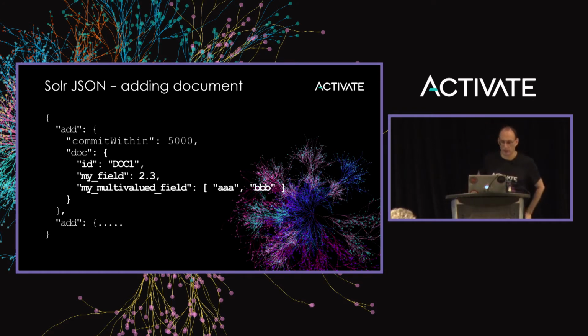So what does a Solr JSON document look like? Okay, well, that's what it looks like, right? So you have the additional structure because you have a series of commands in there. So you say add, you can have some additional parameters like commit within, then you say doc, and then you actually have your JSON of the doc, and then you have other things.